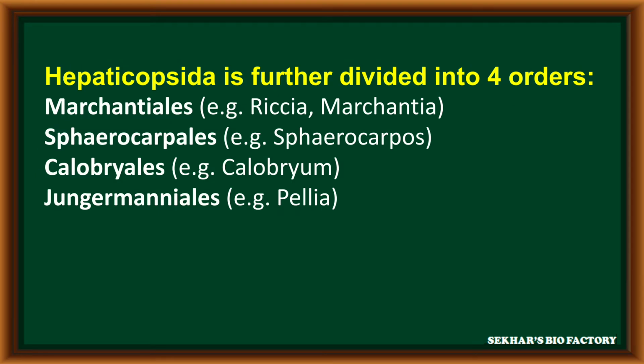The liverworts, Hepaticopsida, are further divided into four orders. One is Marchantiales, example Riccia and Marchantia. Second is Sphaerocarpales, example Sphaerocarpos. The third order is Calobryales, example Calobryum. And the fourth order is Jungermanniales, example Pellia. These are the four orders in liverworts or Hepaticopsida members.